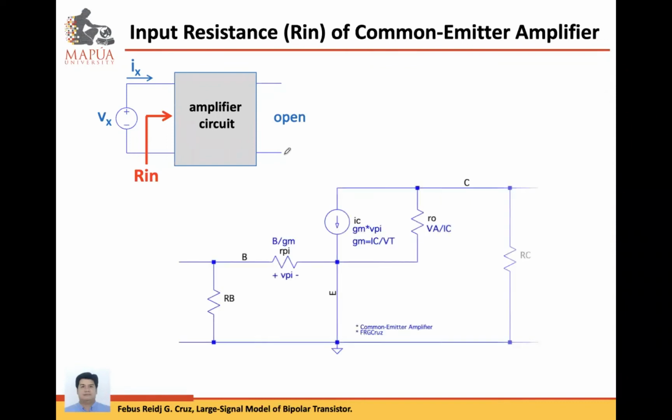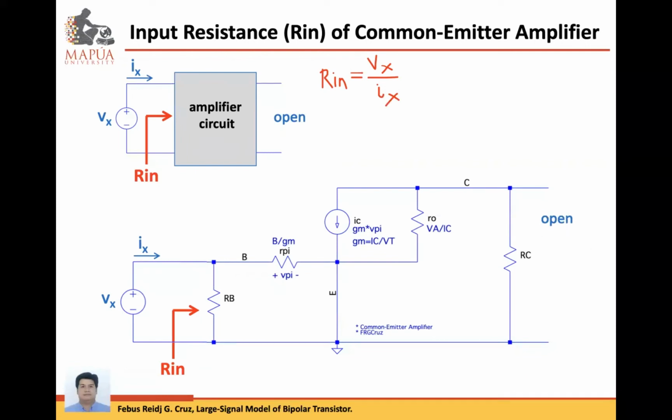Okay? So this is the equivalent circuit. Again, we connect a known voltage source, Vx, and then measure the resulting Ix. Then from there, we can get Rin. So again, Rin equals, by using Ohm's law, resistance is equal to voltage divided by current. So you have Vx over Ix. All right? So again, the output must be open circuit.